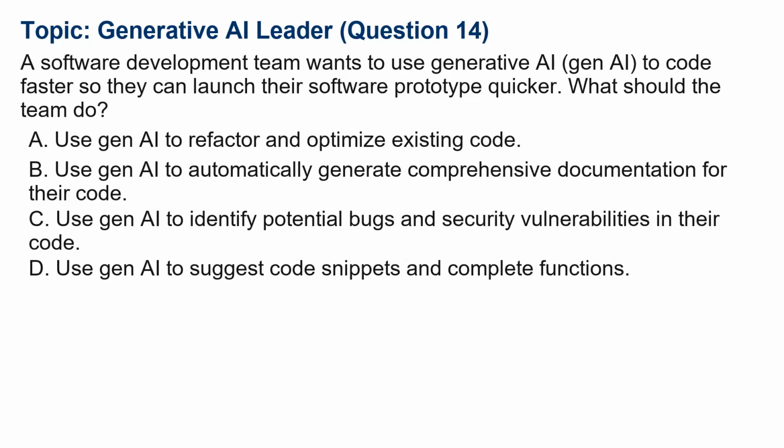A software development team wants to use generative AI, Gen AI, to code faster so they can launch their software prototype quicker. What should the team do? A. Use Gen AI to refactor and optimize existing code. B. Use Gen AI to automatically generate comprehensive documentation for their code. C. Use Gen AI to identify potential bugs and security vulnerabilities in their code. D. Use Gen AI to suggest code snippets and complete functions.